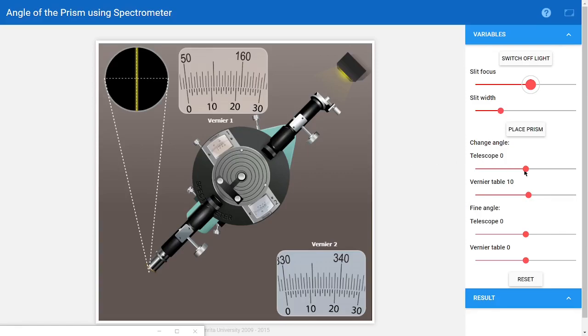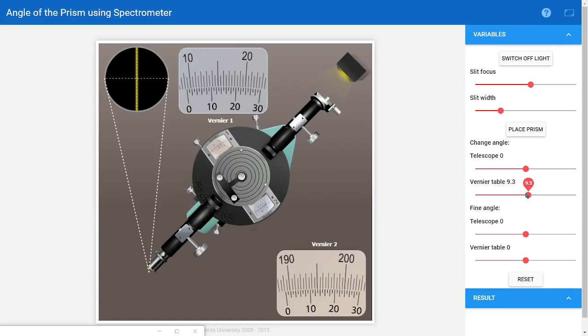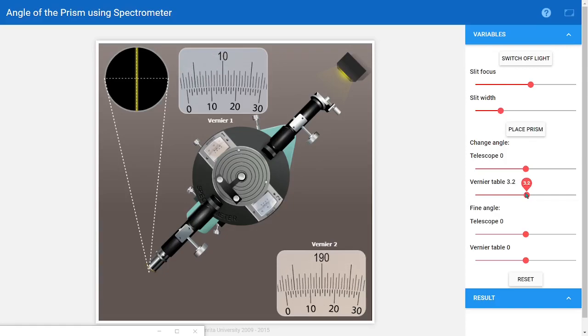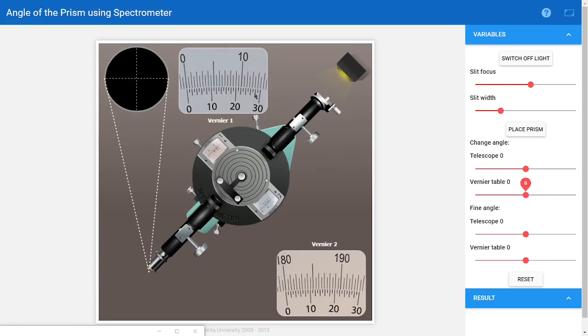Now we have to make a zero adjustment for the table. This is now at 150. We have to make it 0 and 180. So let's do it. This telescope is okay. This is a Vernier table. We have to make it 0 0. So we are moving it. You can see this Vernier scale is moving towards left, and the table is moving anti-clockwise. So it is coming to 0. Now the zero adjustment is completed.